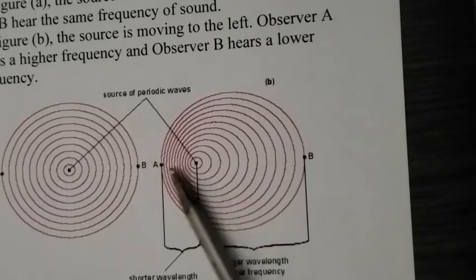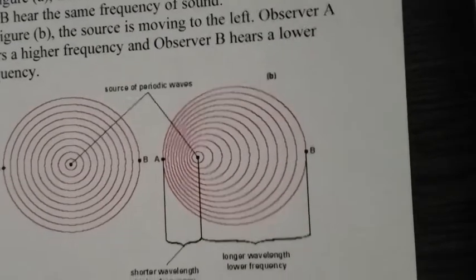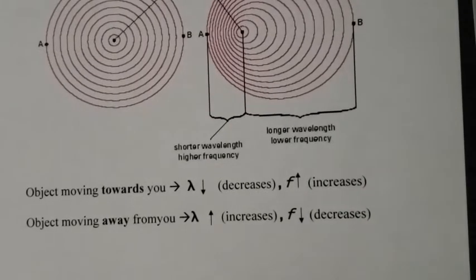So when something's going towards you, higher pitch. Away from you, lower pitch. So here's a little summary. It says, object moving towards you, the wavelength decreases, but the frequency increases. Also, if the object's moving away from you, the opposite happens. The wavelength increases and the frequency decreases.